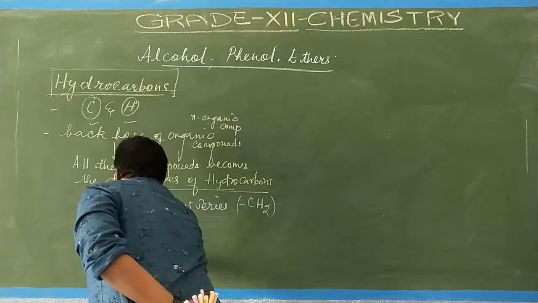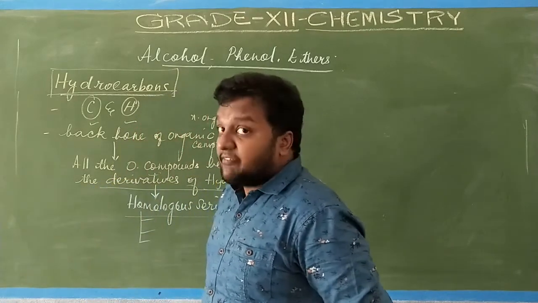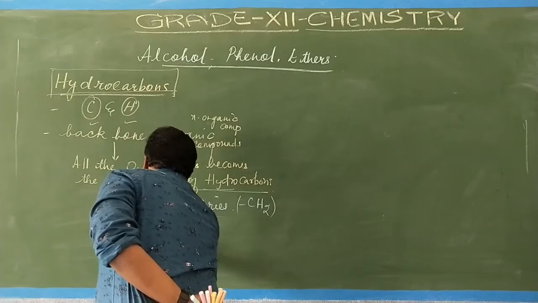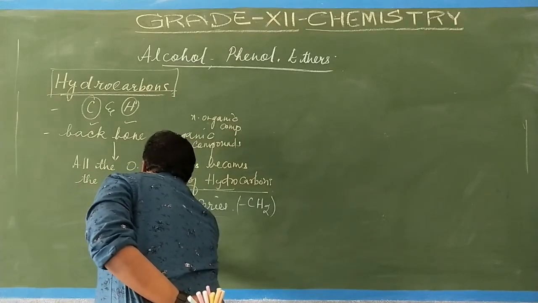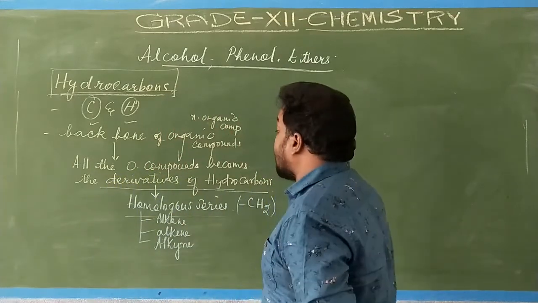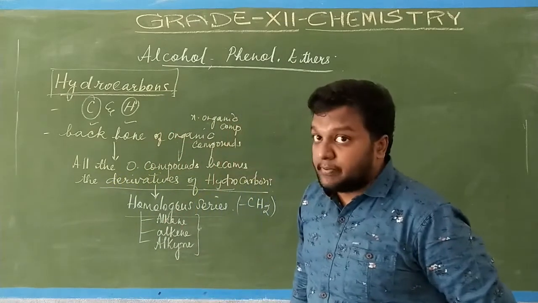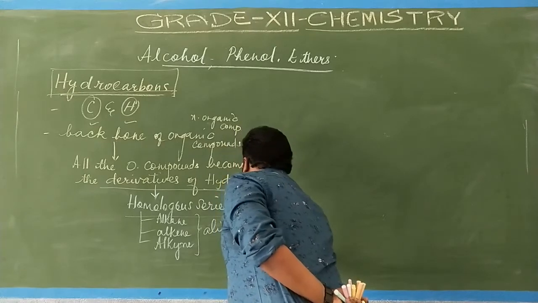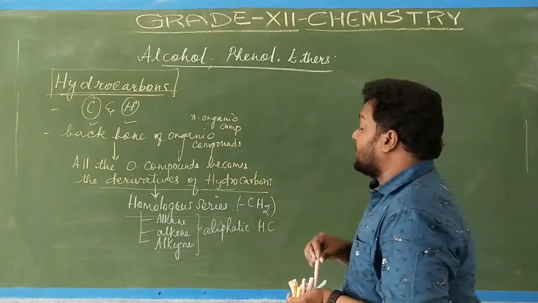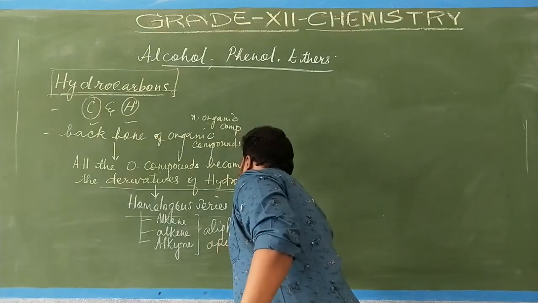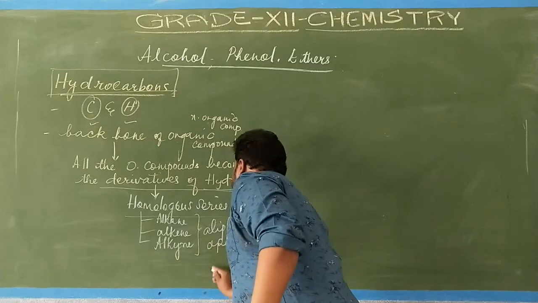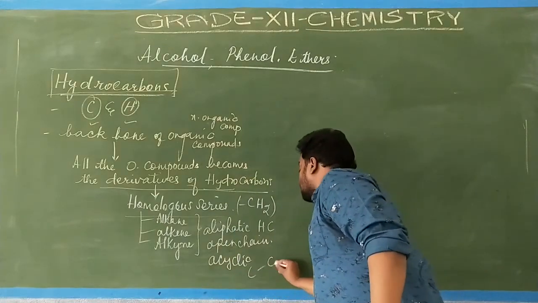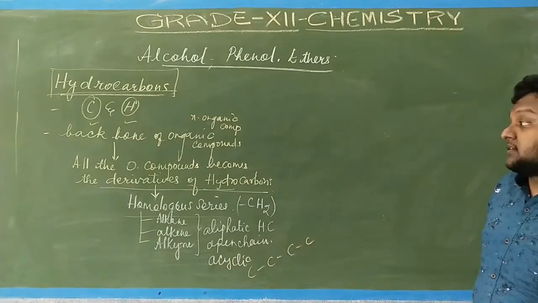Based on the homologous series, three derivatives of aliphatic hydrocarbons are possible: one we call alkane, the other is alkene, and the next is called alkyne. These are considered aliphatic hydrocarbons. What is meant by aliphatic hydrocarbon? Aliphatic hydrocarbons are open chain compounds, acyclic in nature, with an open chain structure of carbons.